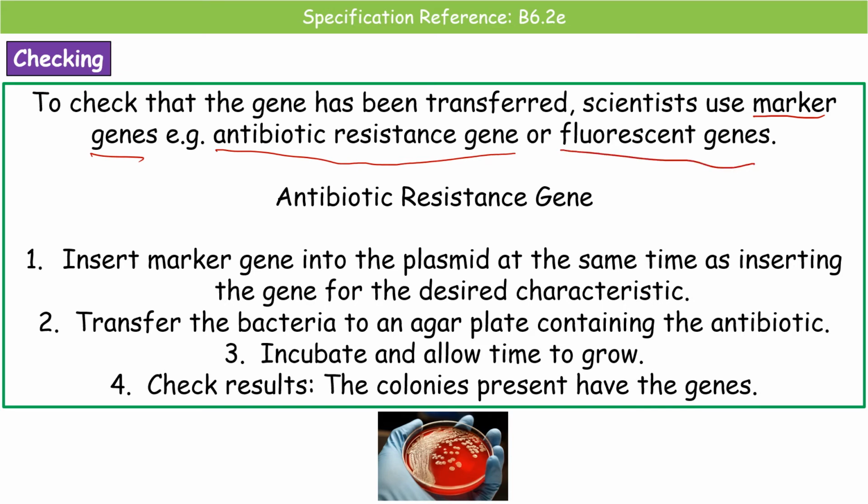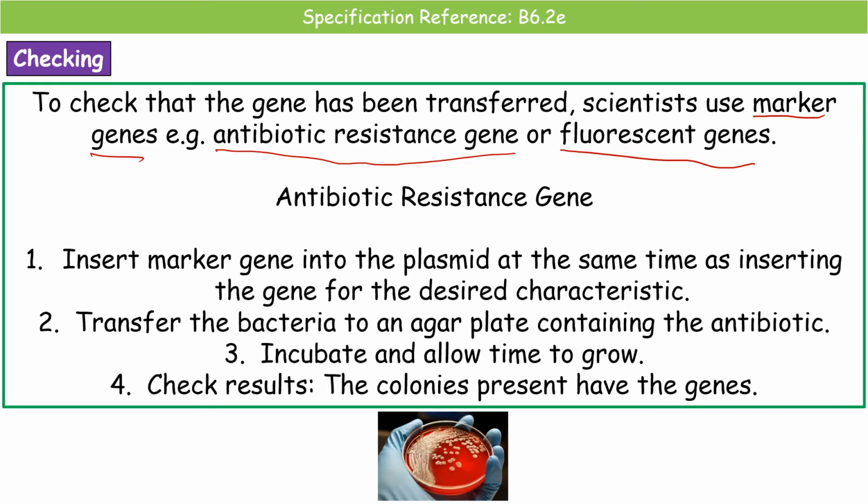If we look at how we use the antibiotic resistance gene first of all, what we do is at the same time that we're inserting our human insulin gene, for example, we also insert a gene for antibiotic resistance. That means that if it takes up the insulin gene, it's taking up the antibiotic resistance gene as well, okay?